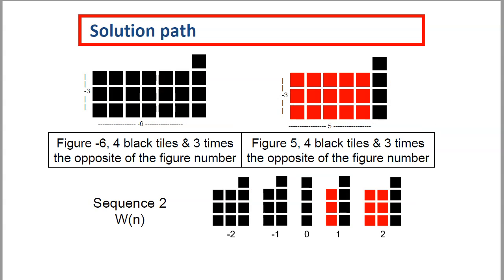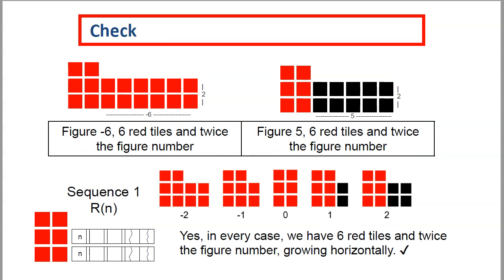Similarly, for sequence 2, W of n, for figure -6, we have 4 black tiles and 3 times the opposite of the figure number. So we have 3 times 6 there on the left. And for figure 5, we have 4 black tiles and 3 times the opposite of the figure number. So those tiles are all red.